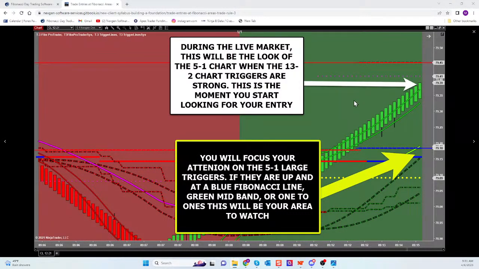So during the live market, this will be the look on your 5-1 chart when the 13-2 triggers are strong, when there's nothing in the way. This is the moment when you start looking for an entry on your 5-1. And you're going to focus your attention on the 5-1 large triggers. If they're up and strong, overlapping with those synthetics, you're simply going to look for the areas that may be present. Trend trades come from areas, and it can be fibs, support or resistance, mid bands, or 1-to-1s.